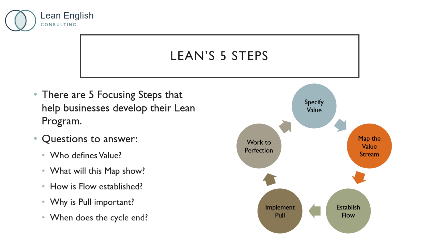Once value is defined, we can map the production process. What will this map show? It will show all the process steps where value is added, as well as all the waste. We said that waste is any activity that does not add value to the product, but another definition is waste is any activity that the customer is not willing to pay for.